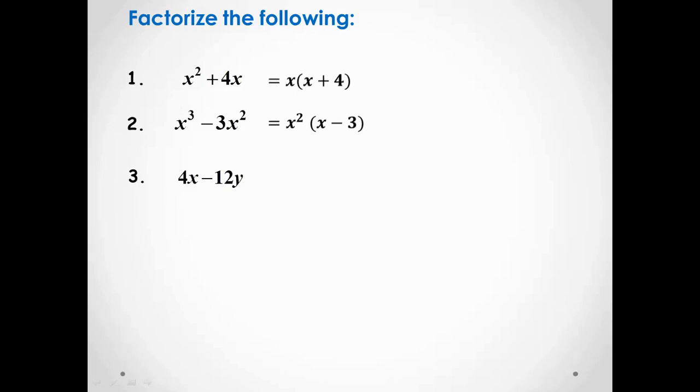If we look at this one now, we realize that 4 is common to both terms. The variables are different, so no variables are common here, it's just a 4 that's common. So it means that outside we'll have 4 and inside we'll have x minus 3y. And that's pretty much it for factorizing using the common factor. This is pretty much the simplest form of factorization.